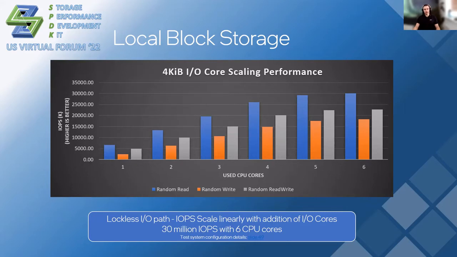SPDK NVMe block layer performance scales as we increase the number of IO cores used by the benchmark. And for the 4K random read workload, you can see that the IOPS scale linearly to almost 30 million with just 5 CPU cores, which saturates NVMe SSDs installed in this platform. We can also observe linear scaling for other workloads, for random write and random read-write workloads, although the IOPS values are not as high because of the limitations of used NVMe SSDs.